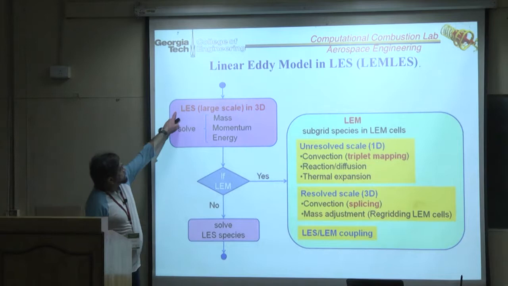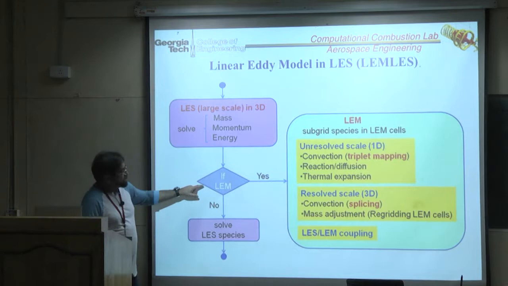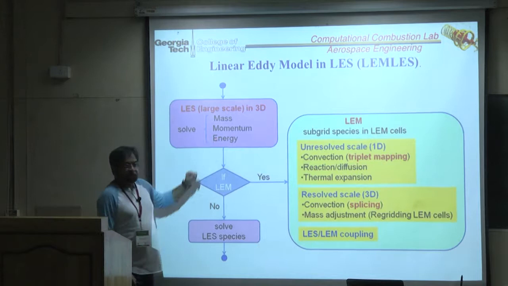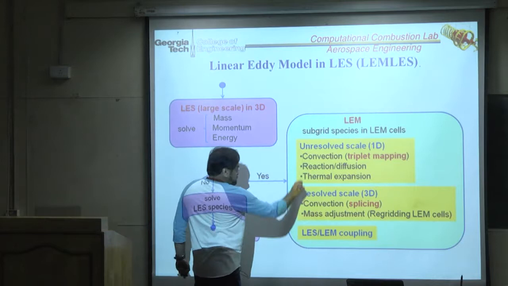So the flow chart may look like this. Here's the LES solver. This is a classical mass, momentum, energy, fluid mechanics solver. If you're not solving LEM, you solve the species along with that. No difference, right? If it is LEM, you go in here and you have two steps. You have the unresolved scales, you do this, and you have the resolved scale, and then you couple back to this with the mass fraction. So the momentum equations only see the filtered mass fractions. How you get it is this model. You have to do both of them to get this LES-LEM coupling.